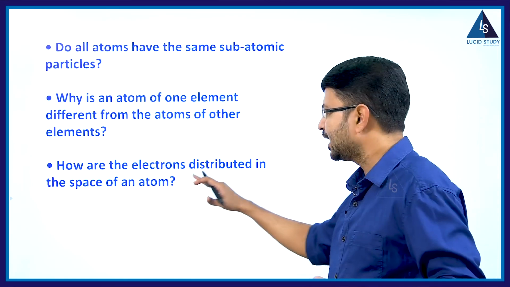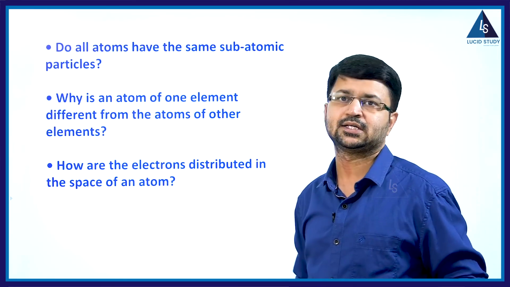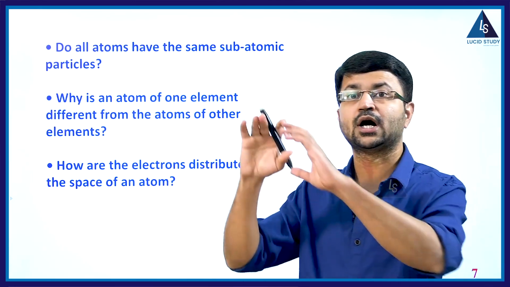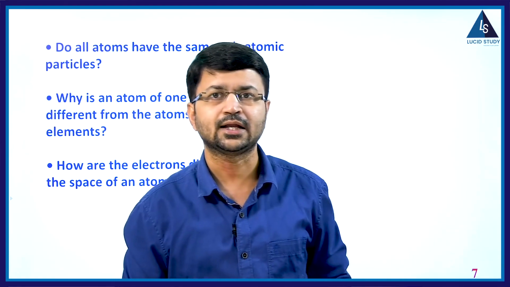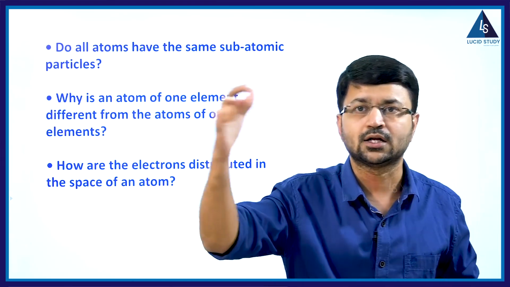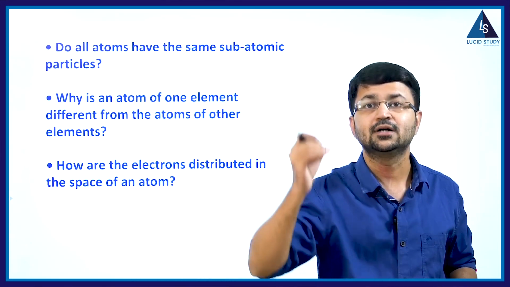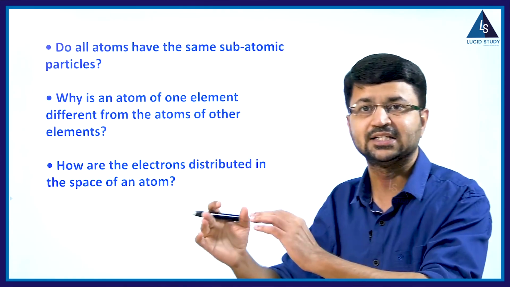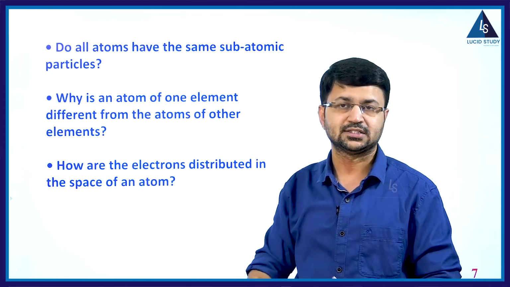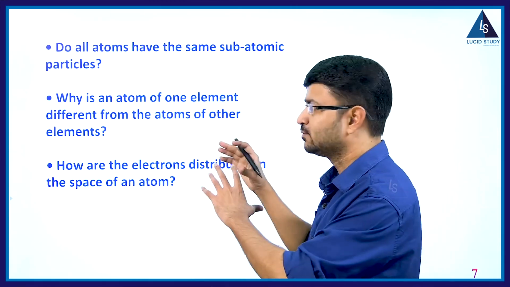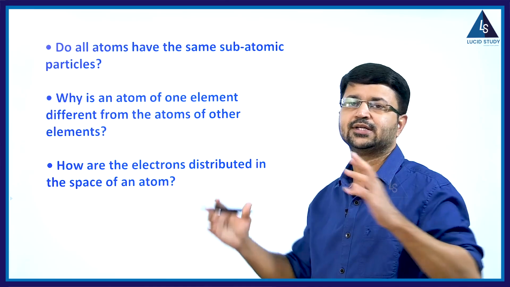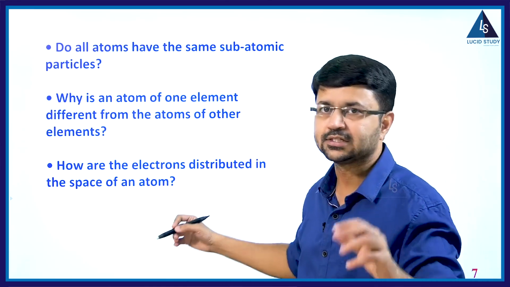See here how the electrons are distributed in the space of an atom. Already in our 9th class we have studied the arrangement of electrons in an atom. These electrons are present outside the nucleus, in specific orbits, also called shells, and they revolve in concentric orbits. In this manner the structure of the atom is present. All these things we have studied till our 9th standard.